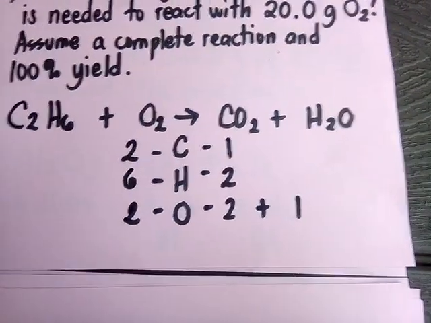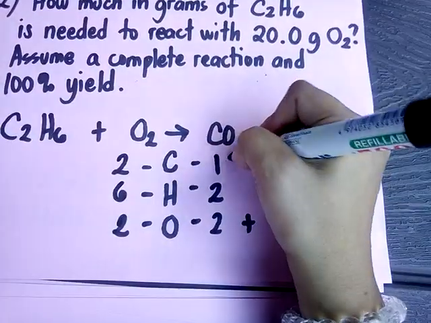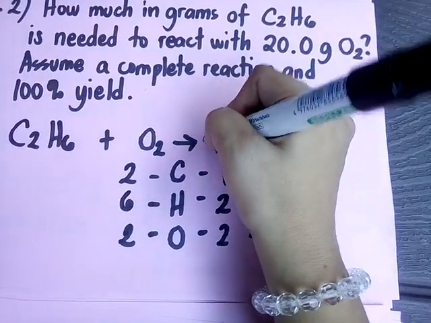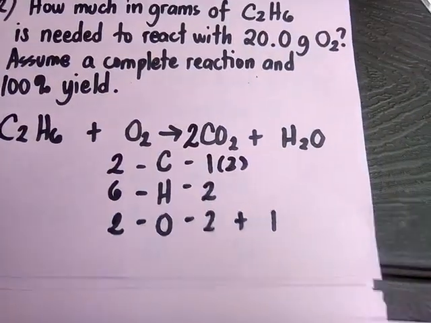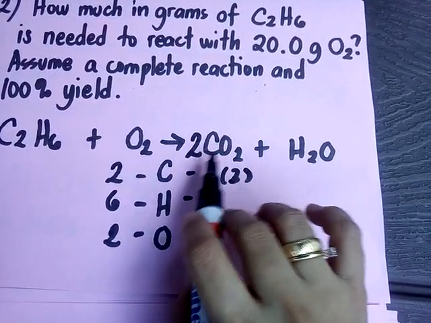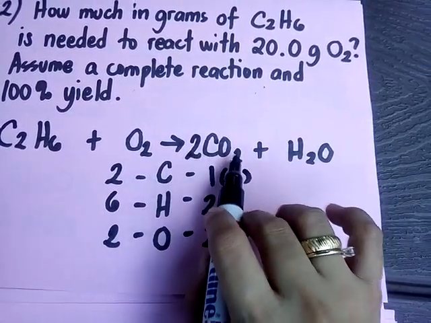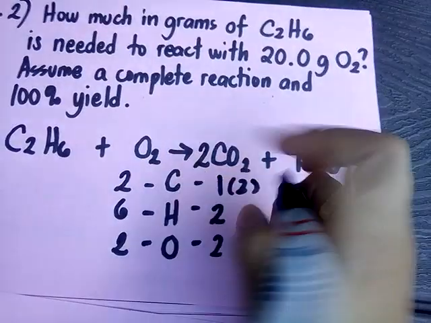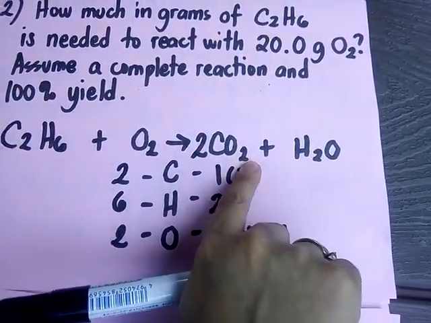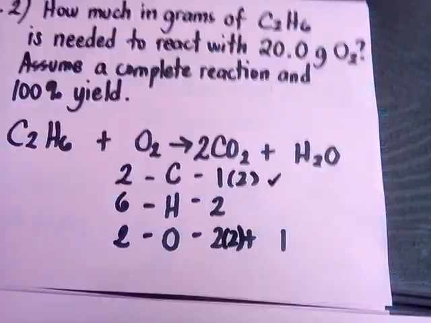Alright, so let's balance carbon first. To balance carbon, we're going to have a multiplier of 2, which is also our coefficient for CO2. However, here, the oxygen in CO2 was affected, so that would be 2 times 2 already. So, we also have to multiply this by 2, making 4. Alright, so we balance C already.